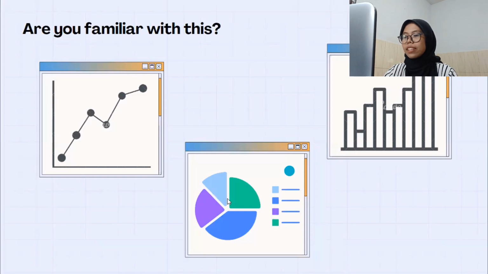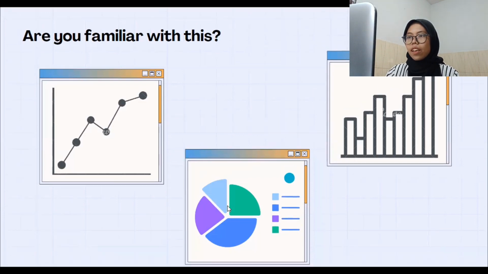In presenting the data, sometimes it can be just a table like that, but also in diagram or chart representation. Are you familiar with this? Okay, then if you already know, can you name each of these charts? Start from the left one. What is the name of this chart?